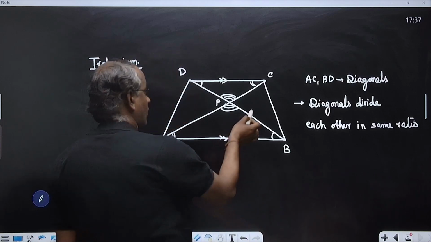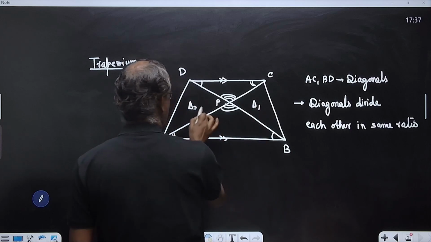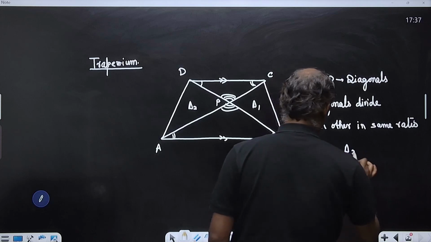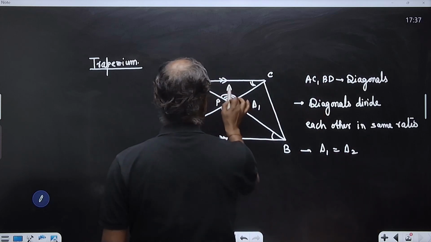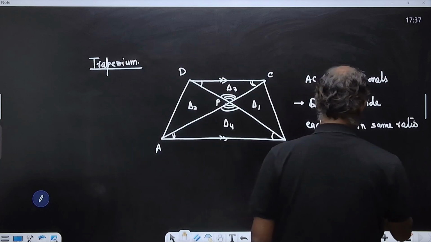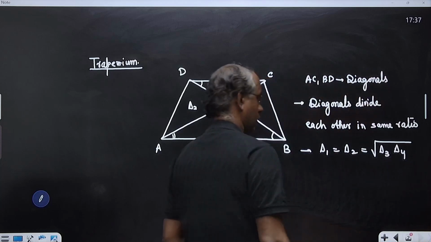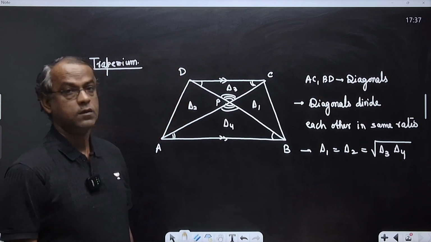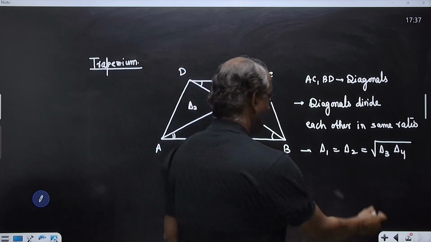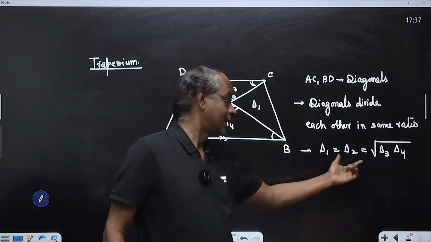Further, we say that if this triangle has area delta 1 and this is delta 2, then delta 1 is equal to delta 2. And we did it last time, if you remember, this is root of delta 3 delta 4. So please have this in mind. In the last class, if you see the video of the last class, we explicitly used it.